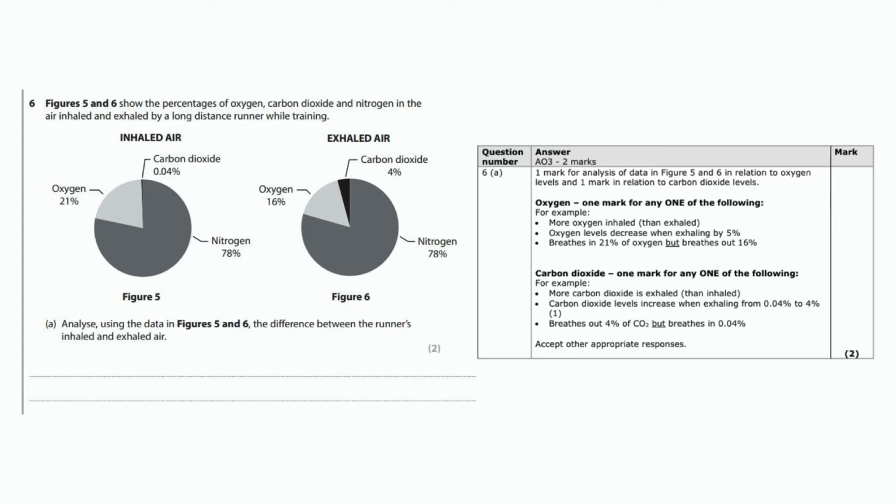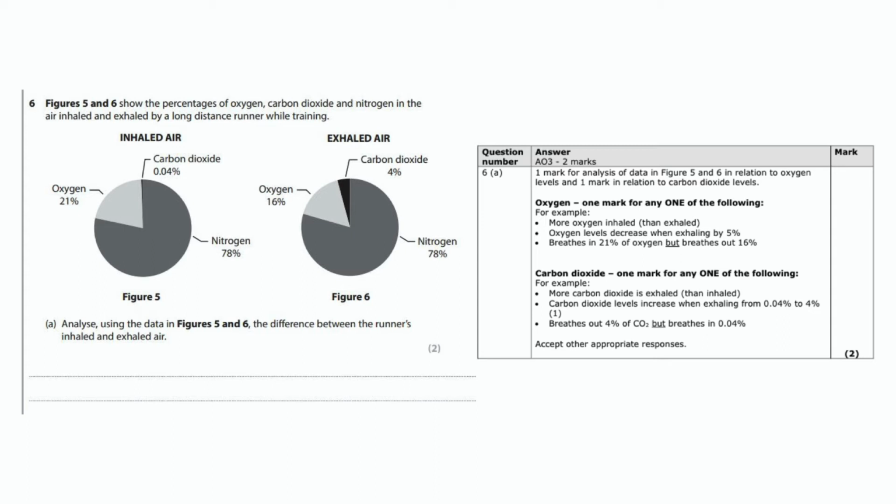The next question shows some data, shows 2 pie charts of inhaled and exhaled air. The question is, analyse, using the data in figures 5 and 6, the difference between the runner's inhaled and exhaled air. So we don't need to overcomplicate this answer. We've basically just got to show the differences between figure 5 and figure 6.